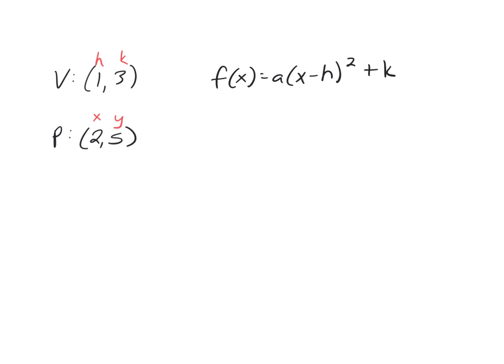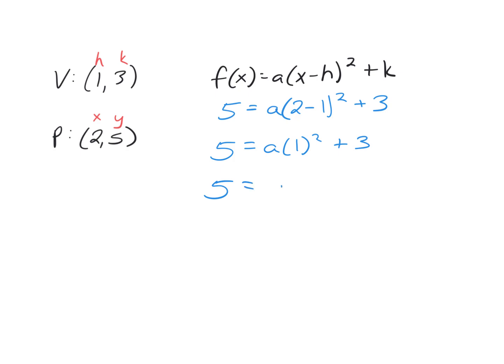Tell me what I need to write to plug in all these values. f of x is y, which is 5. Do we know what a is? Nope. What's our x? 2. Minus 1 squared plus 3. Perfect. What do we need to do first? Yep. So we have a times 2 minus 1, 1 squared. What's 1 squared? Yep, so I can just have a here. Plus 3, last step. Minus 3. So I have 2 equals a.